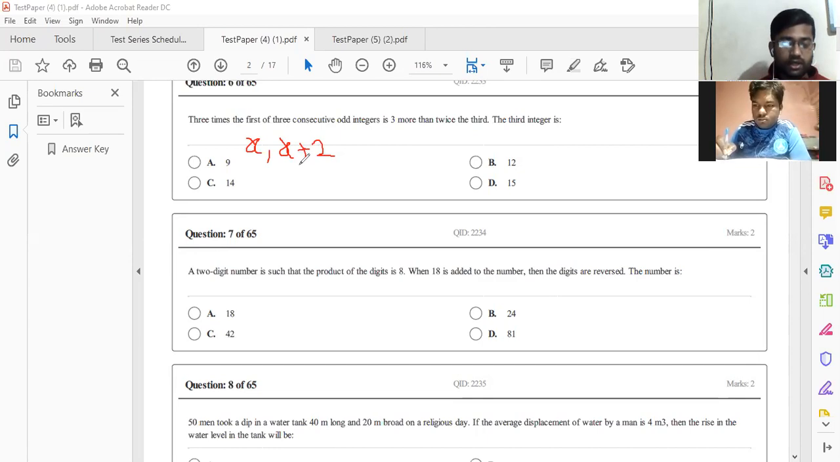I will not consider x plus 1. Why? If x is odd and you add 1 to any odd number, it will become even. Consider x is 1. If you add 1 to 1, you'll get 2, which means even. We need consecutive odd integers. But if you add an even number to an odd integer, then automatically you will get the next odd integer only. So x plus 2 and x plus 4.